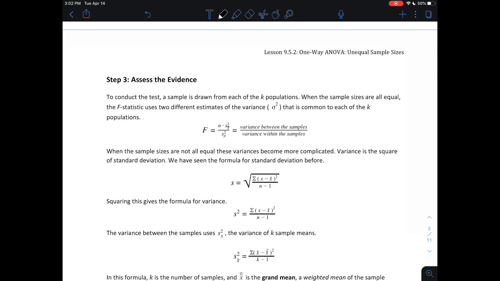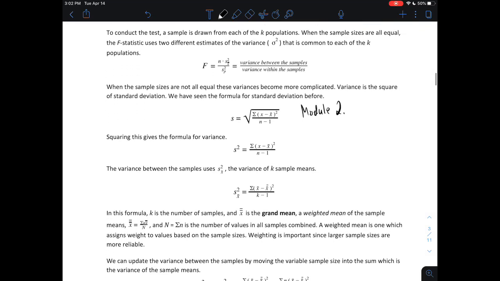When the sample sizes are not all equal, these variances become more complicated. Variance is the square of standard deviation. We have seen the formula for standard deviation before. This, in fact, came from module 2. If you were to square both sides of that formula, you end up with the next line, S squared equals the sum of the quantities x minus x bar squared divided by n minus 1.